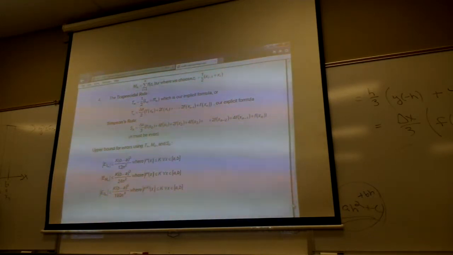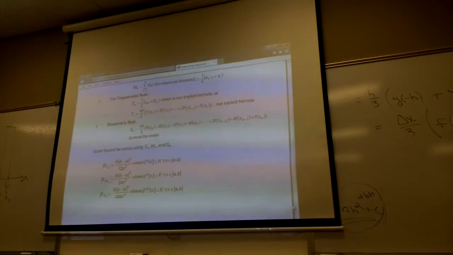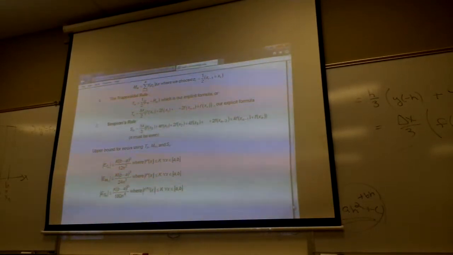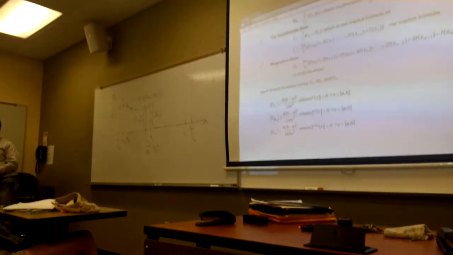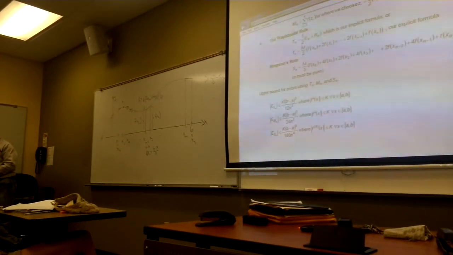Notice something else. For that first parabola, how many subintervals do I need? 2. That means for any collection of parabolas, I need an even number of subintervals. There are 4 from now on. If you're going to use Simpson's rule, you need an even number of subintervals. Otherwise, it does not apply.